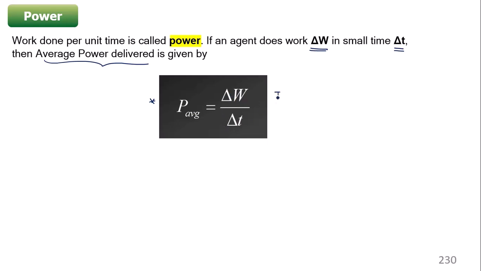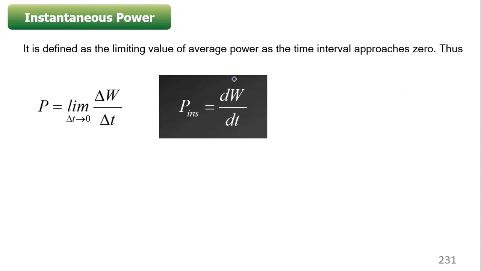Work is in joule and time is in second. So joule per second is 1 watt. So what is the unit for the average power? And when we calculate the instantaneous power, delta W is to be replaced by dW. It is the limiting value of the average power as the time interval approaches zero.